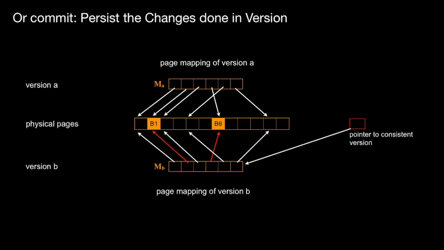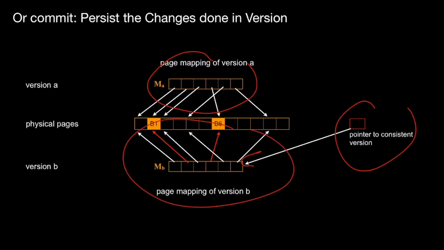But if you commit, you persist the changes. And how do you do that? You simply switch the pointer over to this version. You're saying, okay, this is now my new version. The old mapping is not up to date anymore. From now on, I will be using this mapping underneath. And if a new transaction comes in, it's not shown here, you would have to copy over this mapping to the new transaction. And this is a mechanism that's actually available in operating systems that's called copy on write.